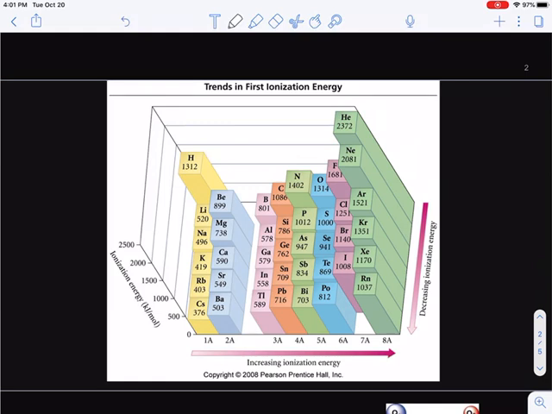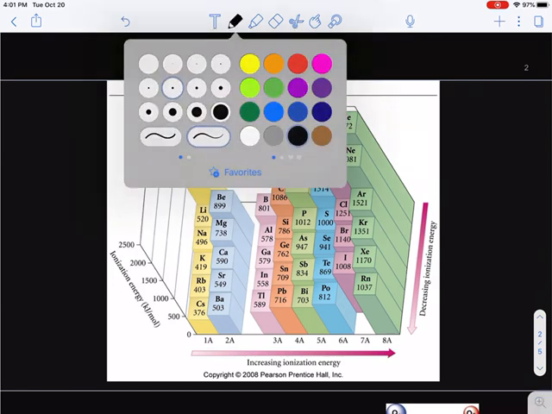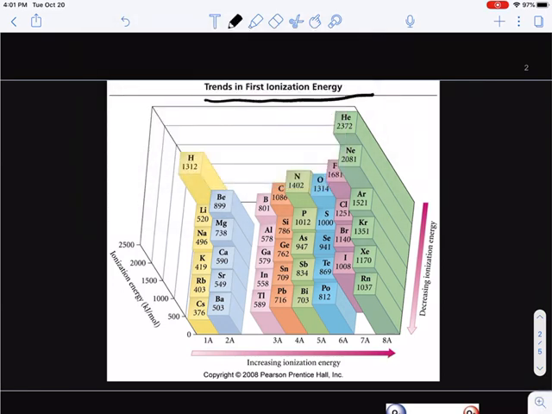We have a trend for ionization energy on the periodic table. As we move from left to right on the periodic table, the ionization energy increases. That's what the height of these columns represent. So notice, for example, neon has the highest ionization energy of any element in its period. As we move down a group on the periodic table, the ionization energy decreases. So notice that as we move down this group, the ionization energy of the group 1 elements is going down.